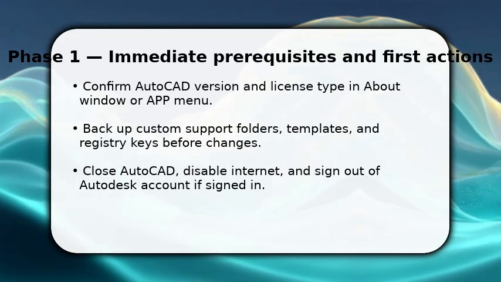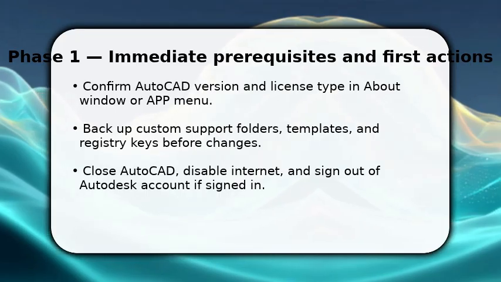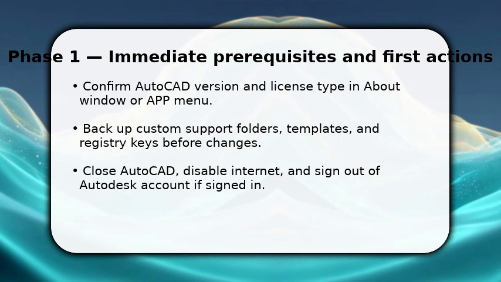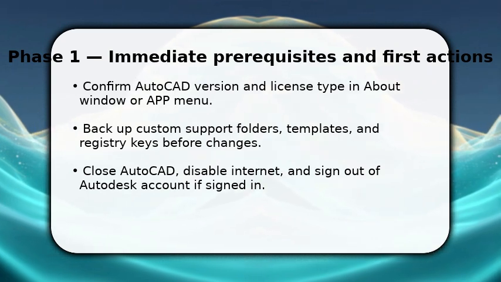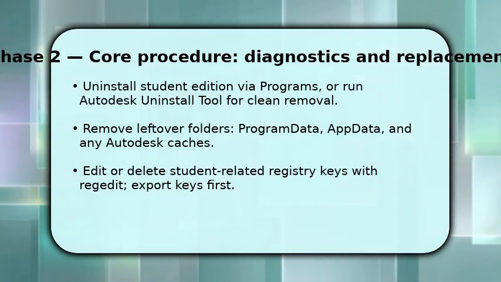Next, open Control Panel to prepare for uninstall or repair, or get ready to edit the registry carefully. These first steps reduce risk, so make sure backups are verified before proceeding. Now you perform the complex middle work that removes the student signature.